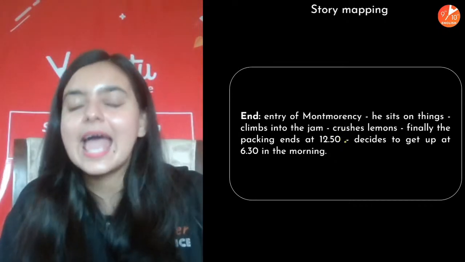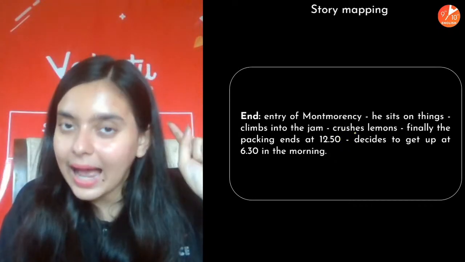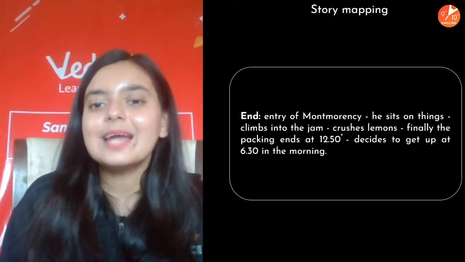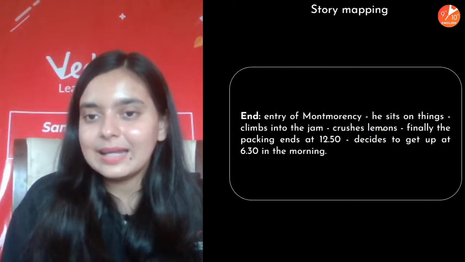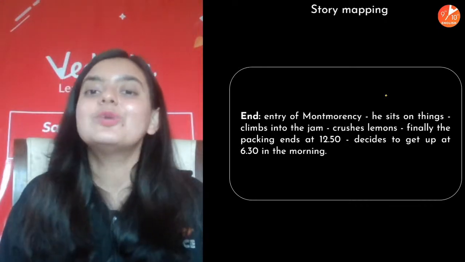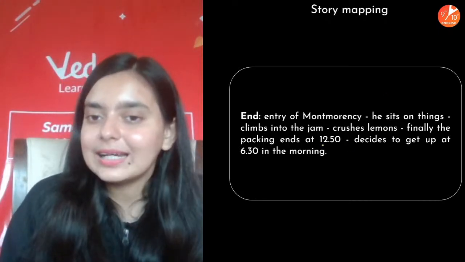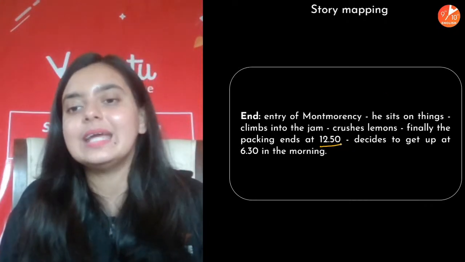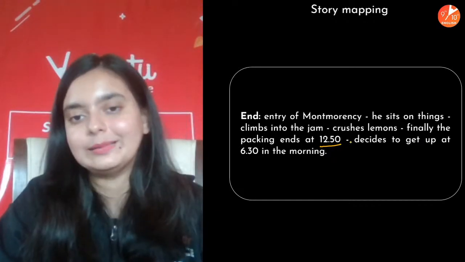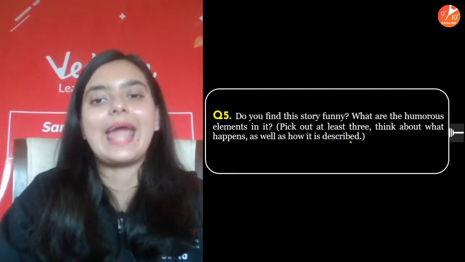And the entry of our favorite Montmorency was the icing on the cake, because he always used to sit on the things. He went to those places where he was not at all welcome. So he climbs onto the jam, crushes the lemons. He pretended that the lemons were rats and he was trying to chase them. And finally, when did the packing end? 12:50. They decide to get up in the morning. So that's how the story ends.